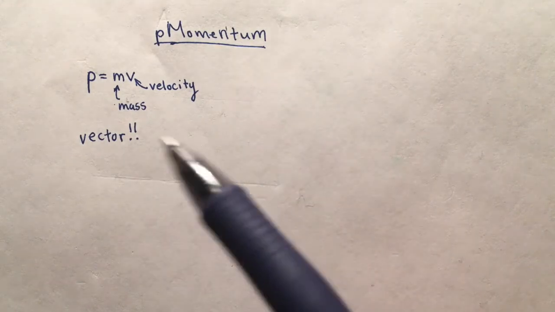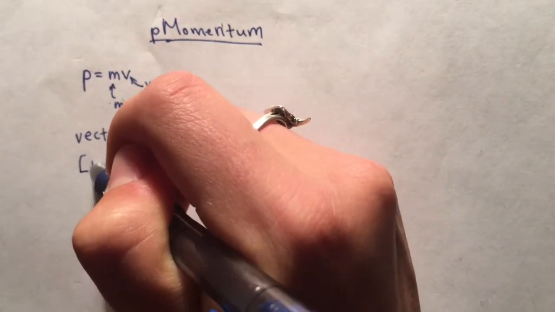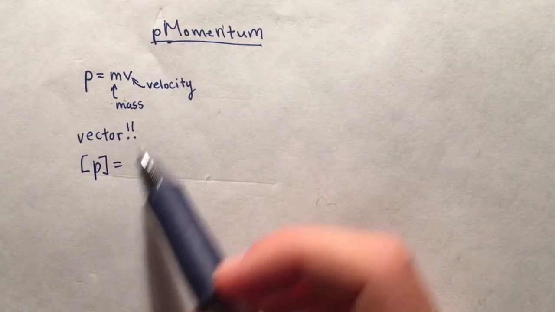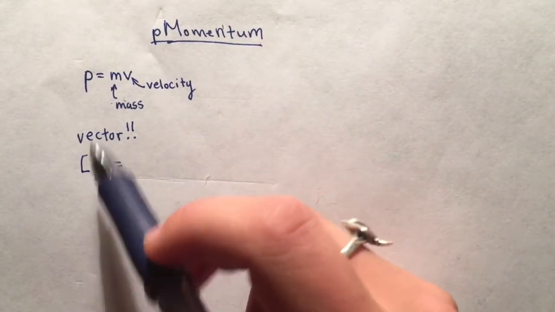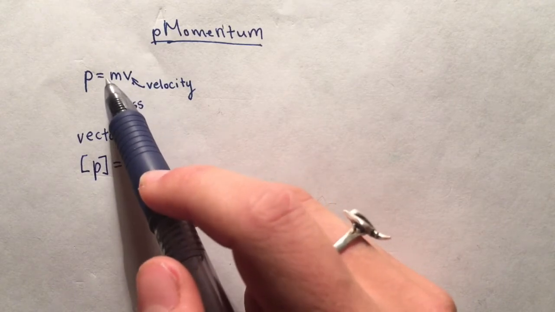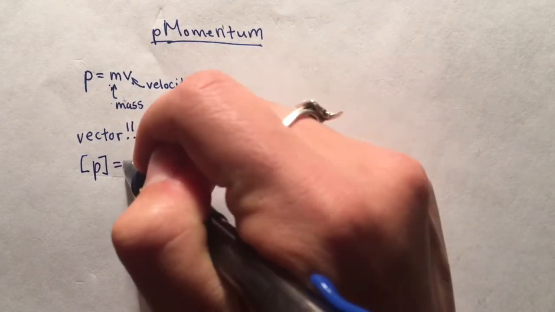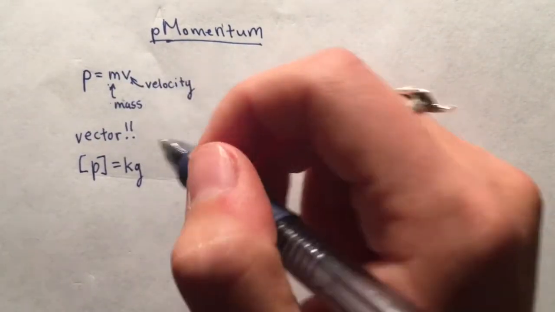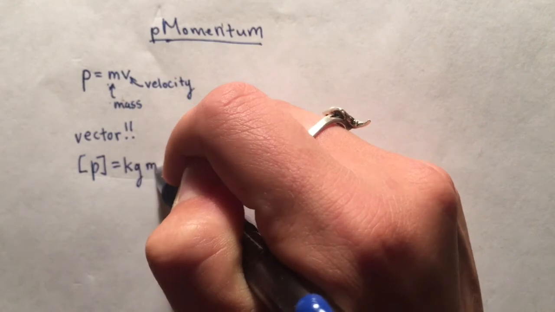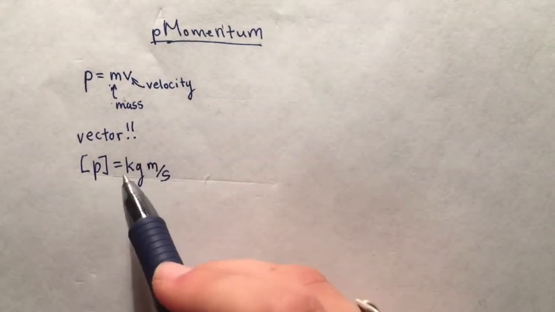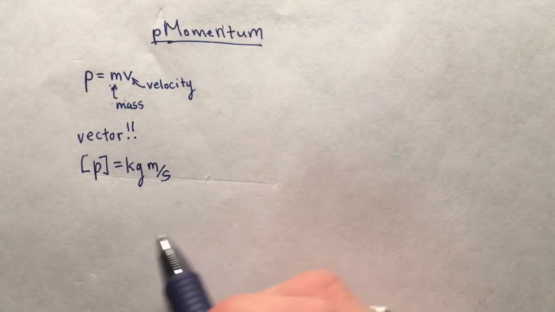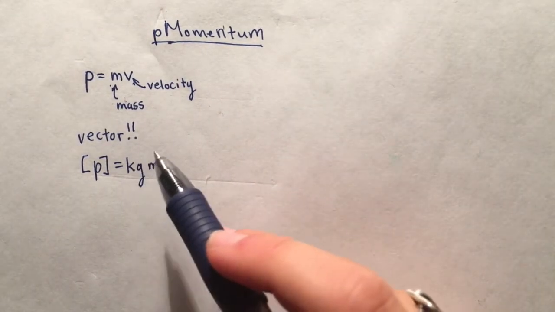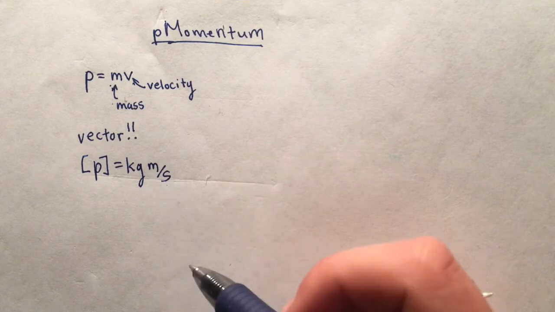What are the units of momentum? Well, let's look at the definition of momentum. Momentum is a mass times a velocity. So what are the units of mass? Mass is measured in kilograms. What is velocity measured in? Meters per second. So momentum is a kilogram times a meter over seconds. The units of momentum are kilogram meters per second. Kilogram meters on the top, seconds on the bottom.